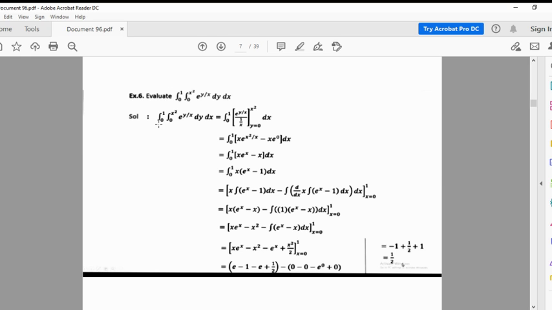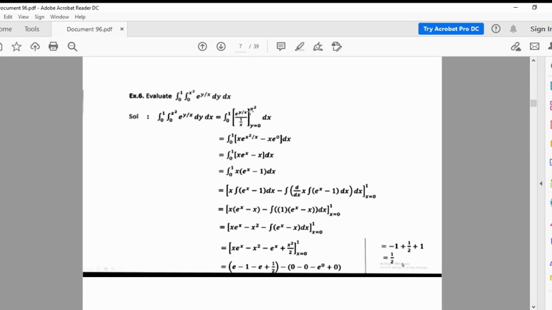So the integration varies from 0 to 1, integration varies from 0 to x square, e raised to y by x dy dx. We have to take the first integration of e raised to y by x. What is the integration of e raised to y by x? It is e raised to y by x divided by the derivative of y by x with respect to y, that is nothing but 1 by x.